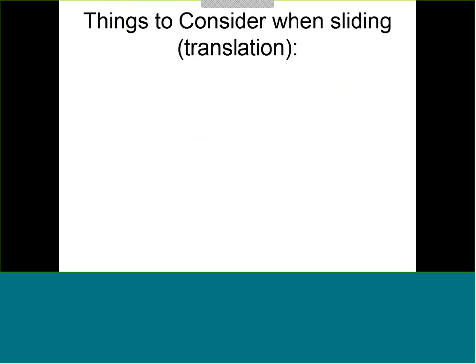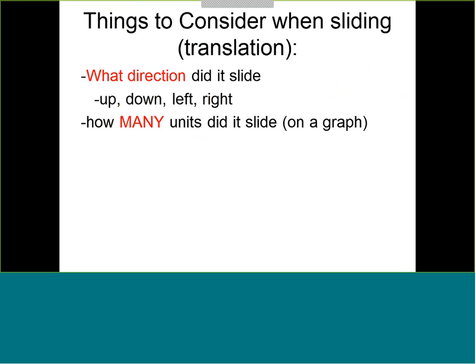Some things that you need to consider when you're doing translations is, what direction are you moving the shape? So am I moving it up, down, left, right? How many units did I actually specifically move it? So if we take that object and we now put it on the coordinate plane, how many units did I move it left or right? How many units did I move it up or down?